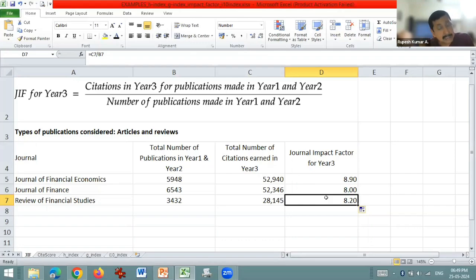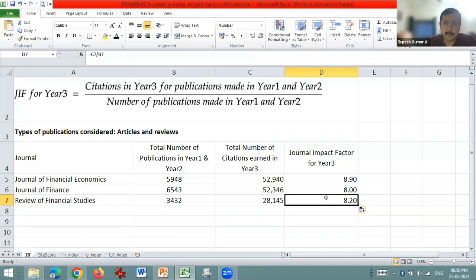This is calculated for thousands of journals and published in a consolidated report every year during the month of June or July. So we are expecting Journal Citation Reports 2024 in about a month and a half. By the first week of July, generally, Journal Citation Reports are published.